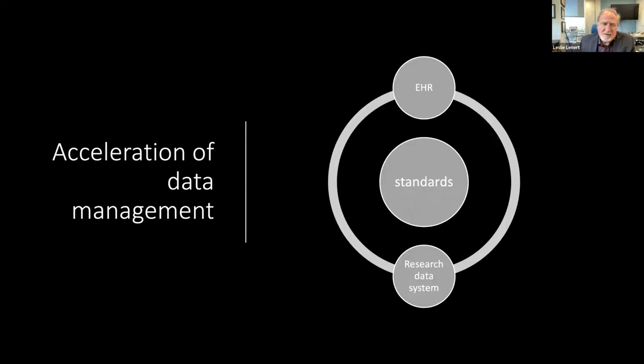So first of all, I'd really like to talk about how standards accelerate data management for research. And here, what we're really talking about is the electronic health record as a source of data and other primary source systems, and then research data systems, where the research data are captured, integrated, processed, and put together.